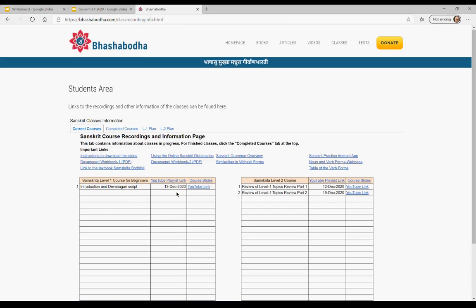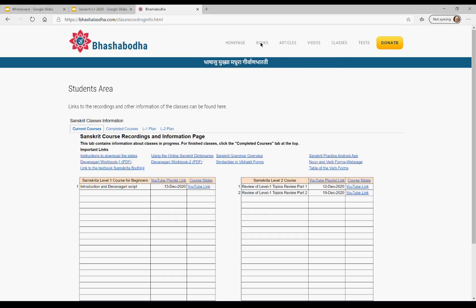In this students area, there is information about classes. Here you see there is a Devanagari workbook in PDF. You can download it. There are two workbooks, one for the simple letters, one for the conjunct letters. You can download and print it if you want, and practice it. They are also available on Amazon.com for purchase if you want to order the paper copy. That is one way to practice the script.